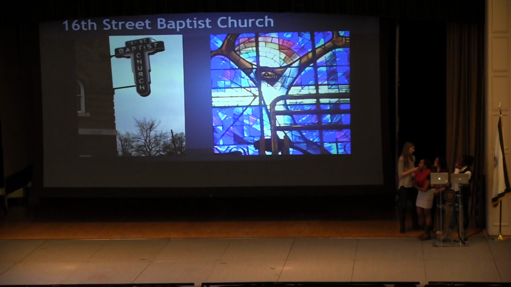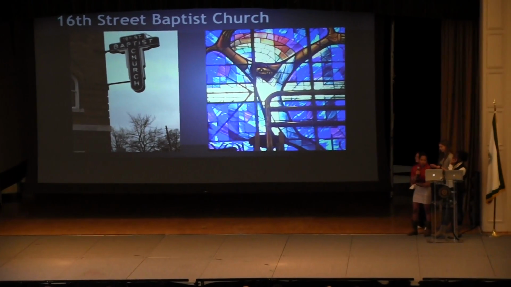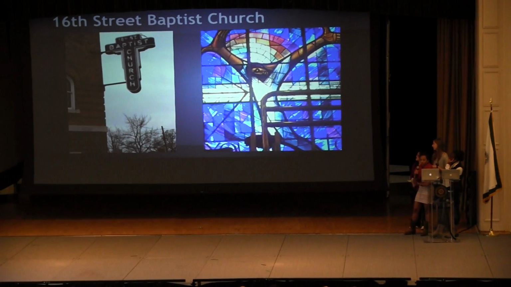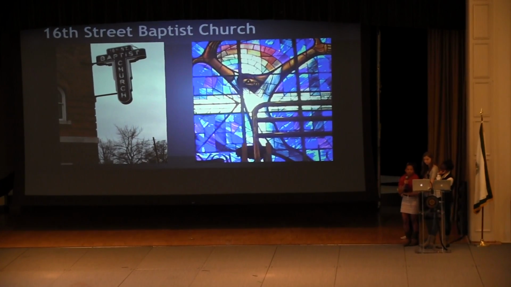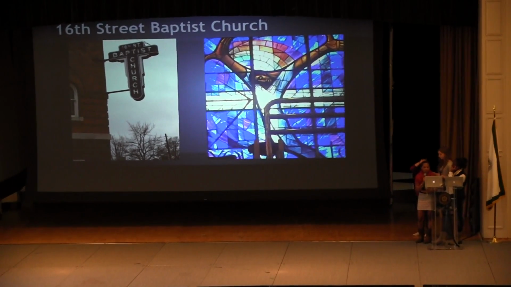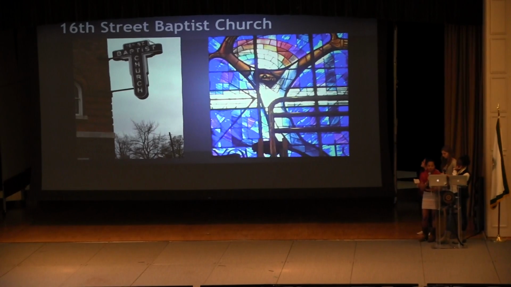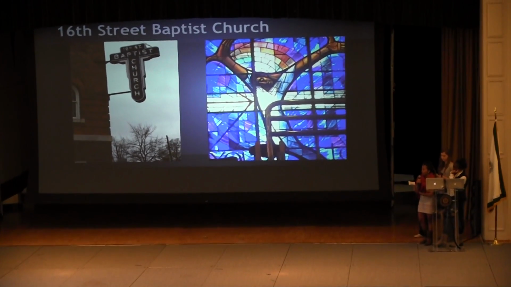The 16th Street Baptist Church is across the street from Kelly Ingram Park, and it's the place where a lot of the meetings were held for the protest, the Children's March protest at Kelly Ingram Park. It's also the site of the famous bombing of the 4 little girls on September 15th, 1963. Those little girls were Addie Mae Collins, Denise McNair, Cynthia Wesley, and Carol Robertson.